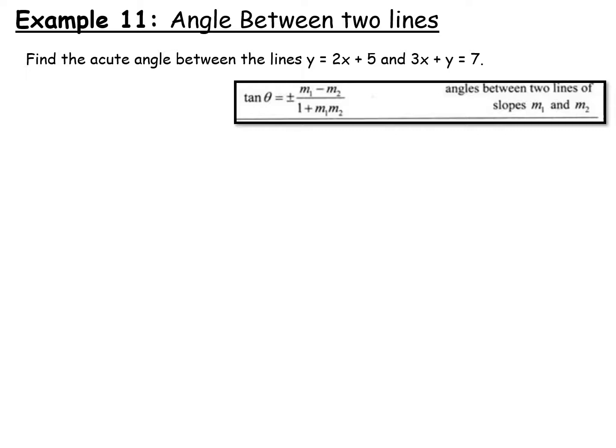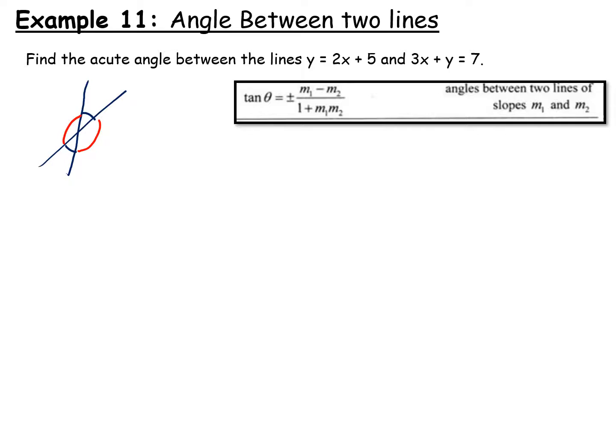So example 11, angle between two lines. Find the acute angle between the lines y equals 2x plus 5 and 3x plus y equals 7. When we have two lines, unless they cross each other at right angles, so unless they're perpendicular, we'll always have acute angles and obtuse angles. Because of the way these are drawn with two straight lines, they are vertically opposite angles. So we're going to have just two different measures.